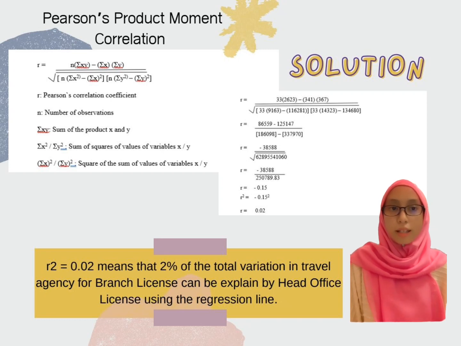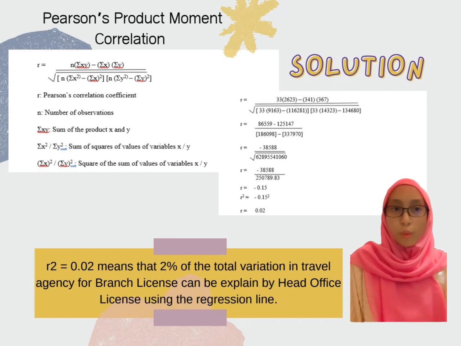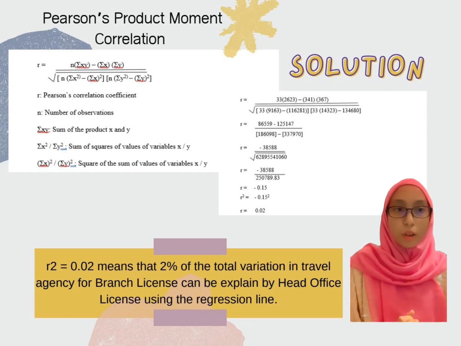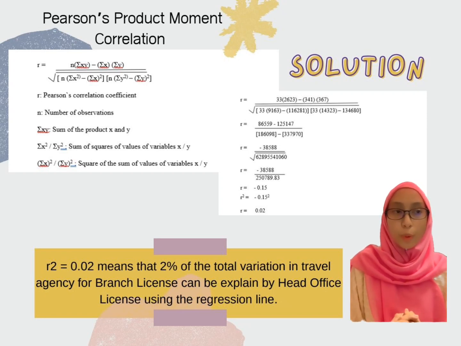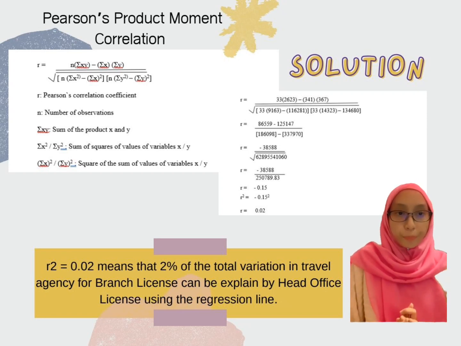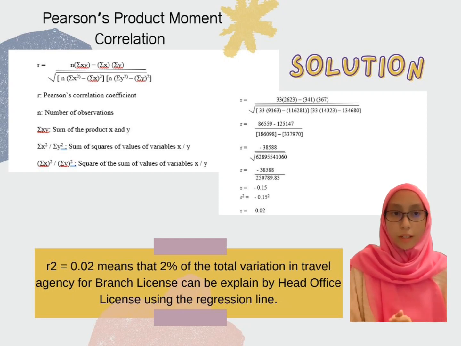Correlation negative 38,508 divided by the square root of 8955,41060. Correlation minus 38,518 divided by 25,789.183. Correlation is negative 0.15. The R squared value is 0.02. R squared value of 0.02 means that 2 percent of the total variation in branch lesson can be explained by head office lesson using the regression line.